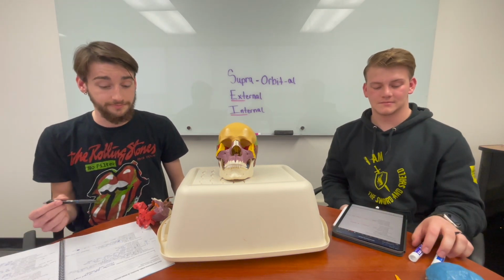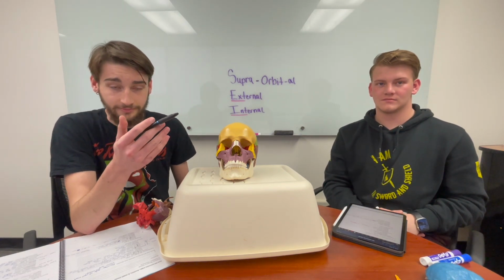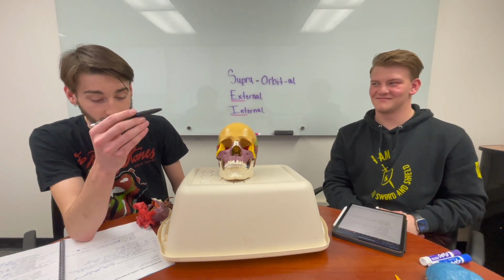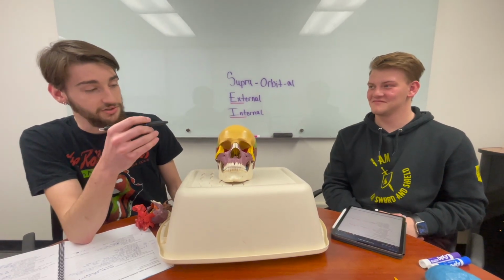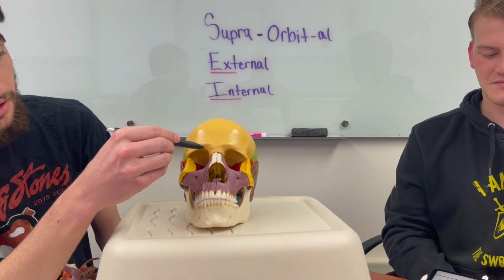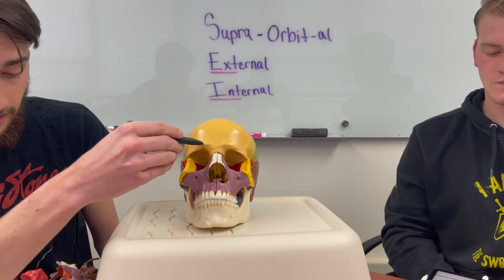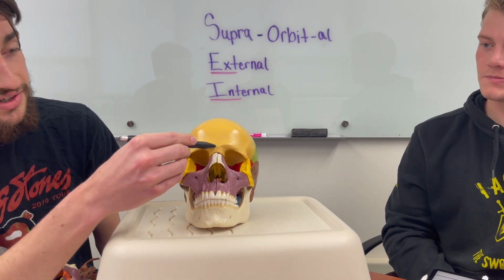For the first one, we've got the frontal bone. Jacob, would you mind zooming in for us? So, on the frontal bone, we've got three structures that we want you to know. We've got the supraorbital margin right here. We've got the supraorbital foramen right there. And then we've got the glabella, which is in the center.